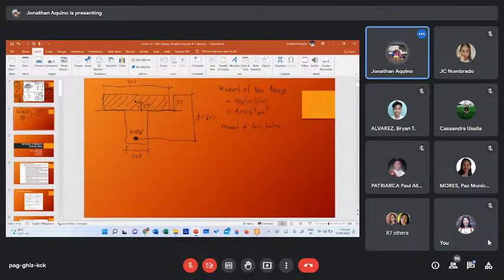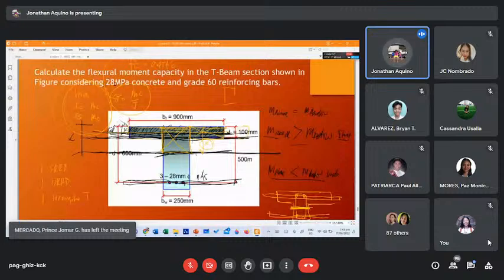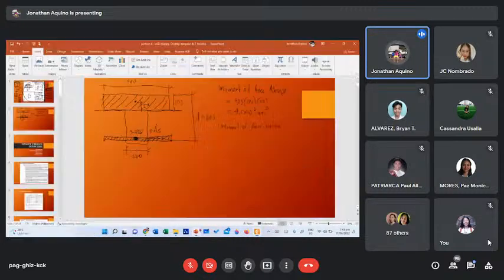okay. So the moment of area below, first we need to convert the equivalent area of steel into concrete section, which is equal to N times AS. So in the given problem, 28 megapascal and grade 60 reinforcing bars. So N is equal to ES over EC. ES is constant regardless of the grade of steel, 200 times 10 to the 3 megapascal or Newton per millimeter squared. Then EC is 4,700 square root of F prime C.